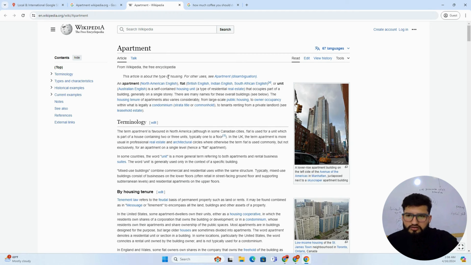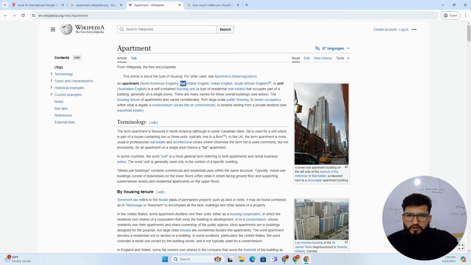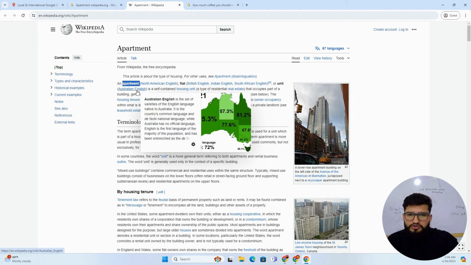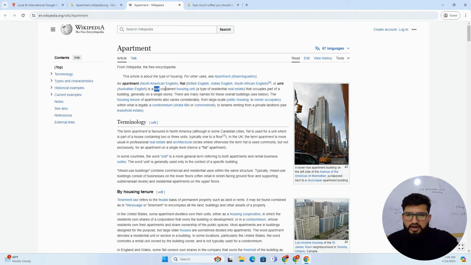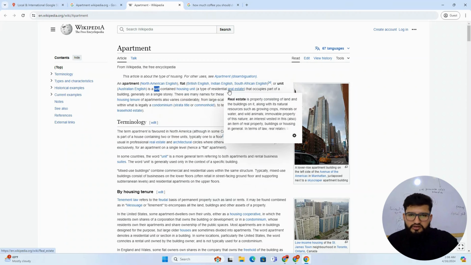Okay, so the article is mainly about the type of housing. For other uses, apartment disambiguation. Okay, this is not what I was looking for. An apartment or flat. Okay, flat is another word for apartment, or unit. It mentions that North American English uses apartment, British, Indian and South African use flat, and Australian basically uses unit. A unit is a self-contained housing unit, a type of residential real estate.